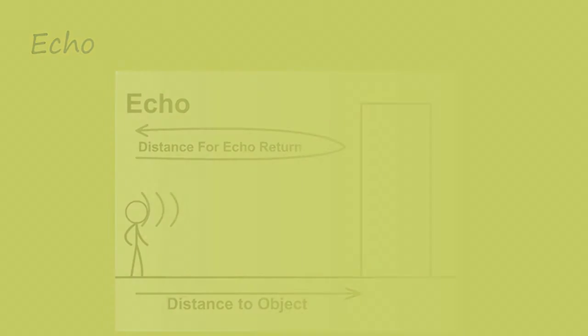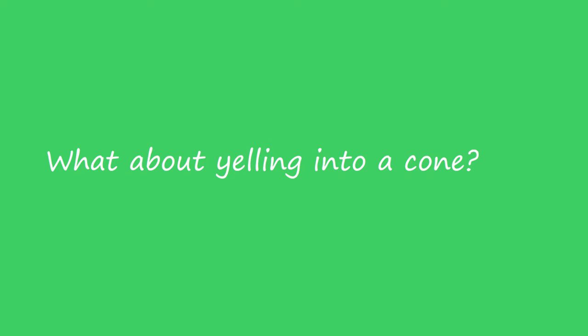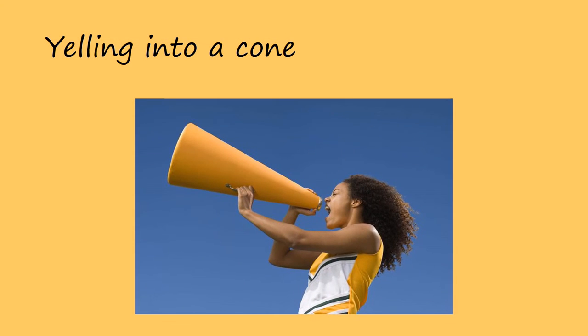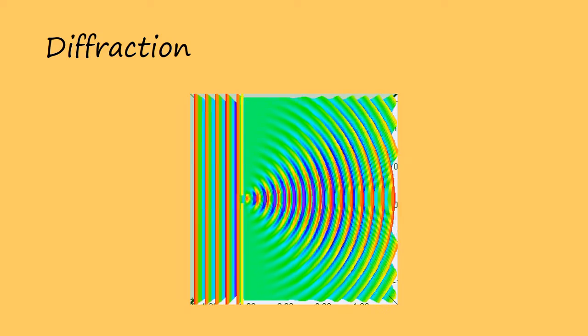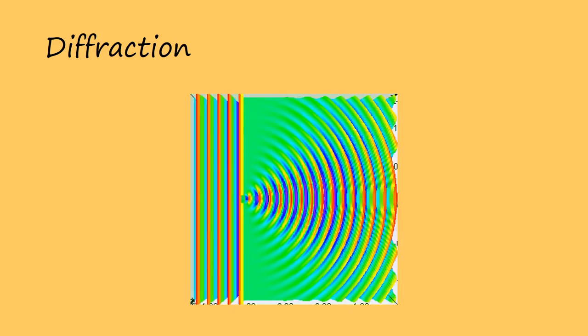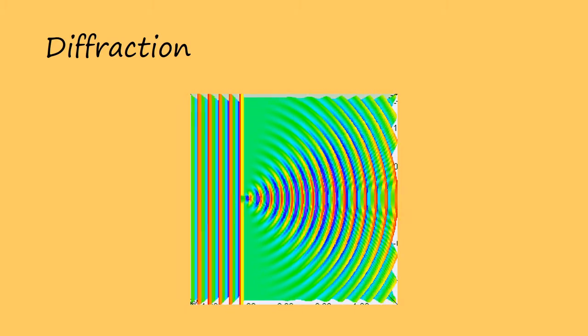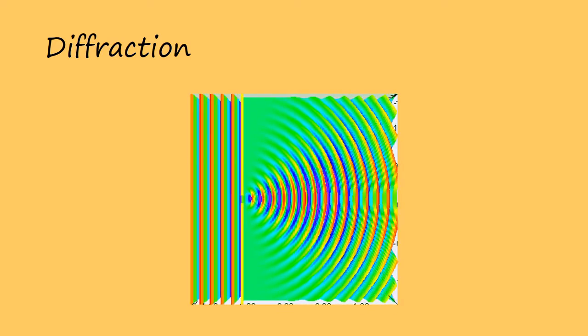But sound reacts differently if it has only one way to escape. Let's imagine talking into a cone. Somehow, the cone makes the sound travel farther. This is called diffraction, and it happens whenever a wave has to travel through a small gap or opening. The wave goes through the opening in all directions. This, although confusing, is very important in our journey through the quantum world.